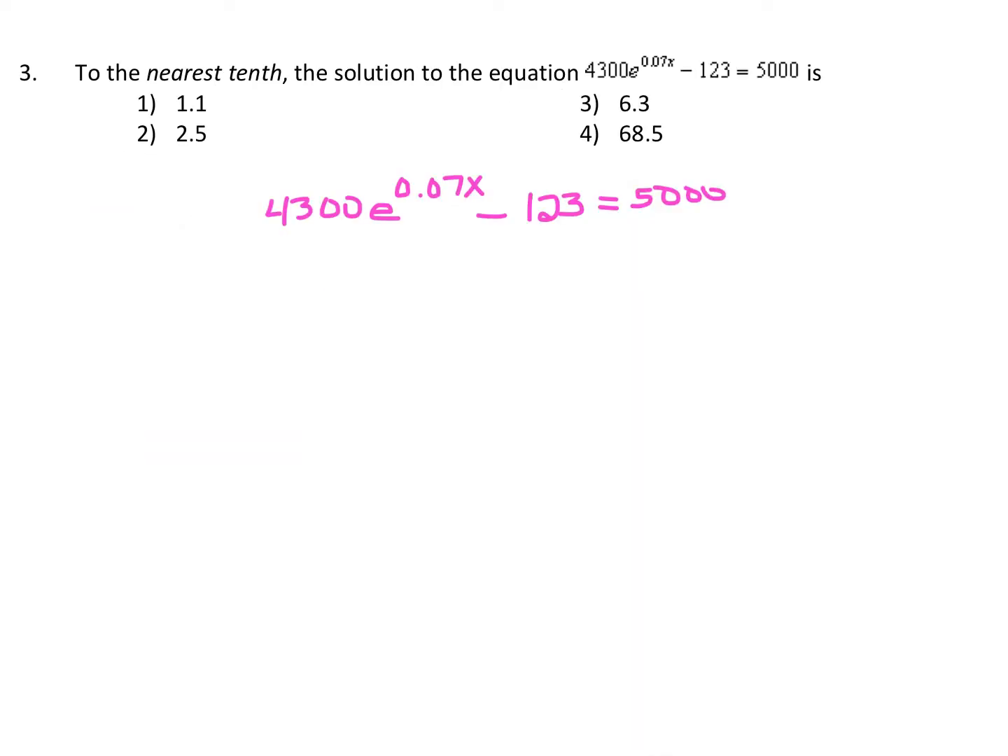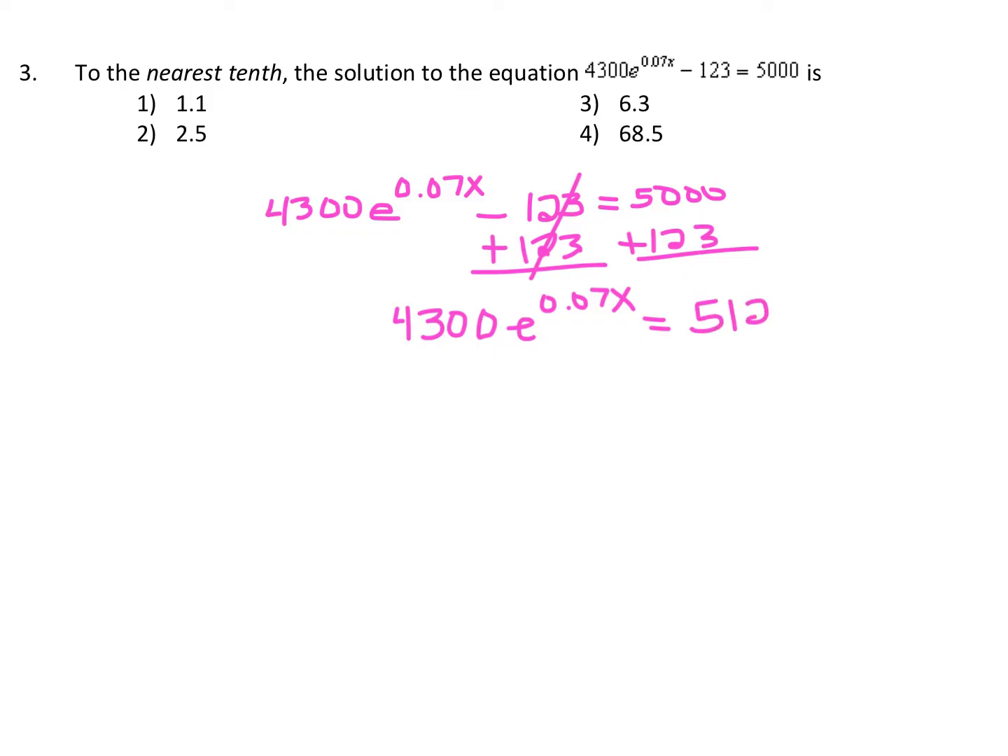Okay, number 3 wants us to solve this equation to the nearest 10th. All right, now I see an e in here, so we know we're going to need to use ln, but before we do, we need to get this term by itself. Okay, so in order to do that, I'm first going to get rid of this negative 123 by adding it to both sides of the equation. Okay, so now I'm just going to bring down the 4,300 times e to that power equals 5,123.